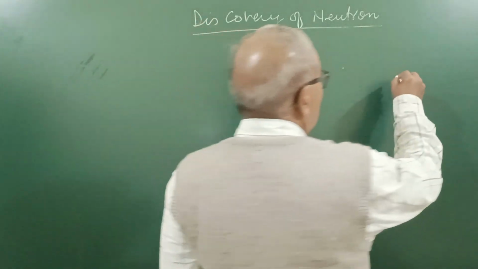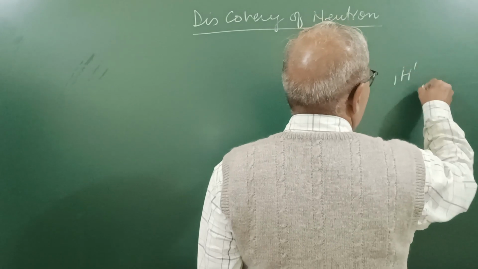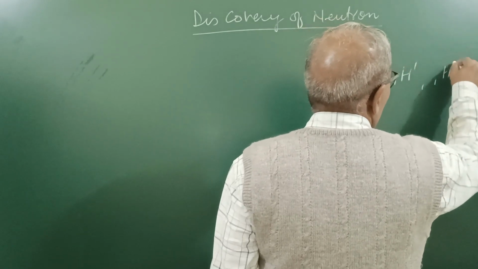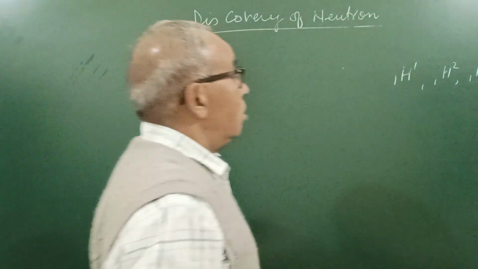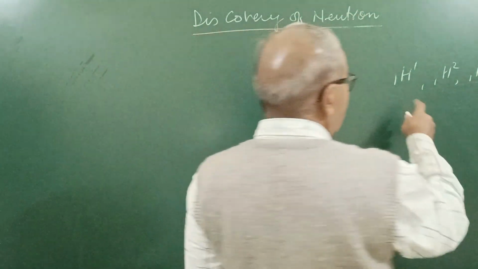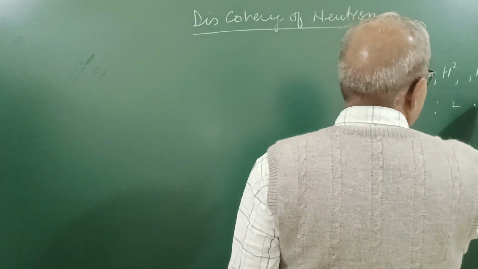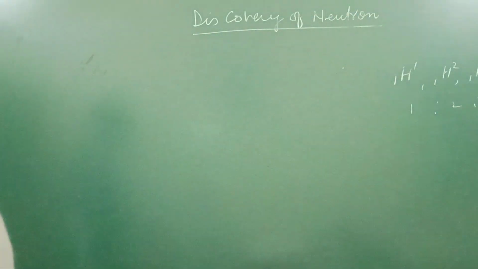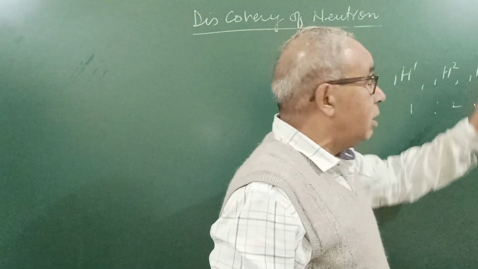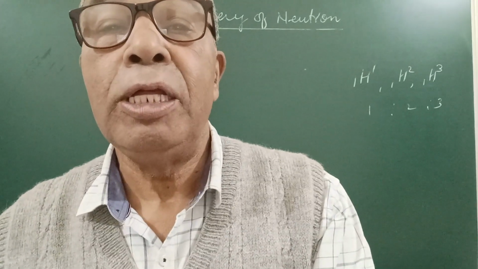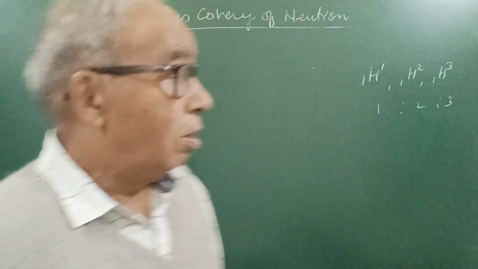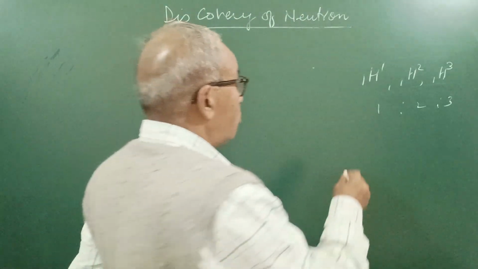With the discovery of isotopes of hydrogen, 1H1, 1H2, 1H3, the ratio of the mass is 1:2:3. So it was supposed that in the nucleus of deuterium and tritium, some neutral mass is present, which is nearly a multiple of the fundamental mass of the proton.